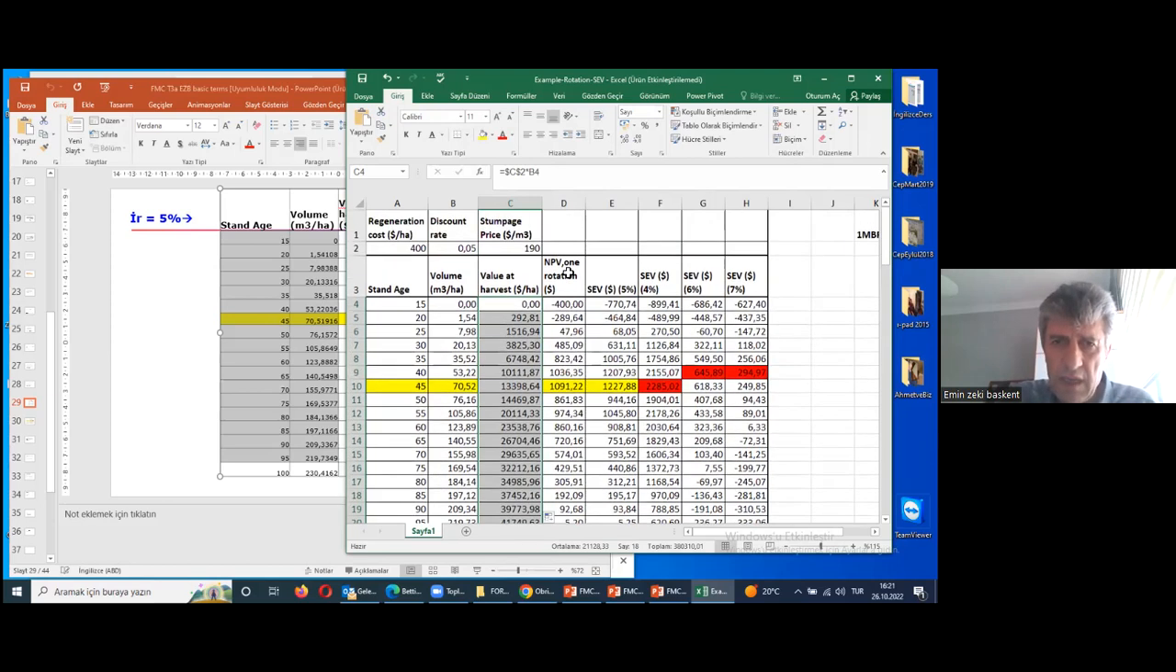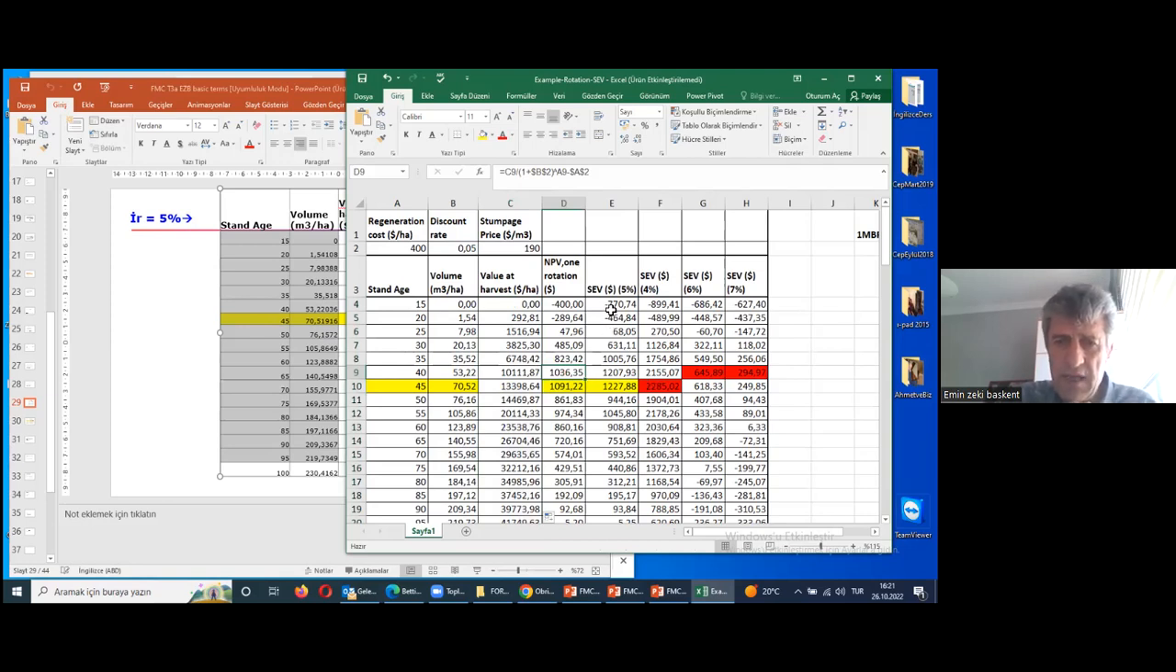So column C shows the amount of financial value that will be generated at the end of the associated year, where we will assume that these years are potential years to be our rotation age.